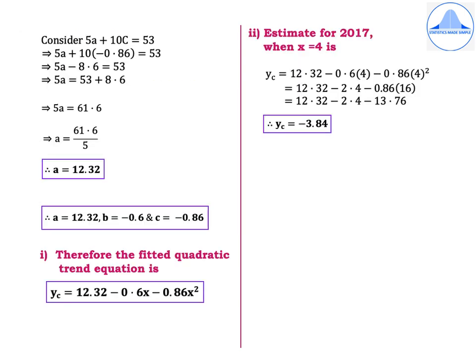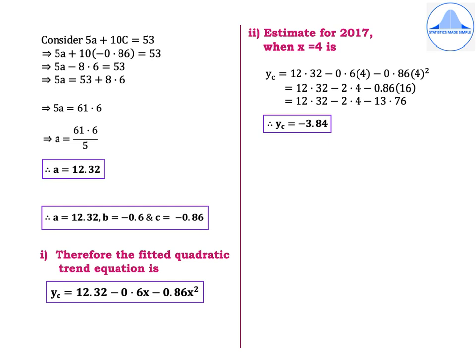To get the value of a, I'll consider the first normal equation and substitute in it the value of c. So consider 5a plus 10c equal to 53, which implies 5a plus 10 into minus 0.86 is equal to 53, which implies 5a minus 8.6 is equal to 53, or 5a is equal to 53 plus 8.6, which gives us 5a equal to 61.6, or a is 61.6 divided by 5. So you get a equal to 12.32.